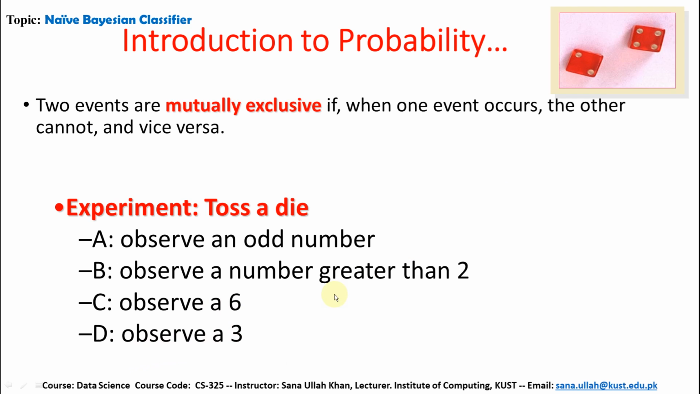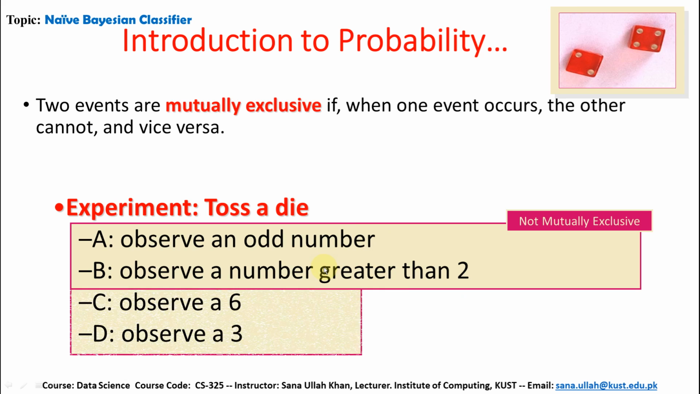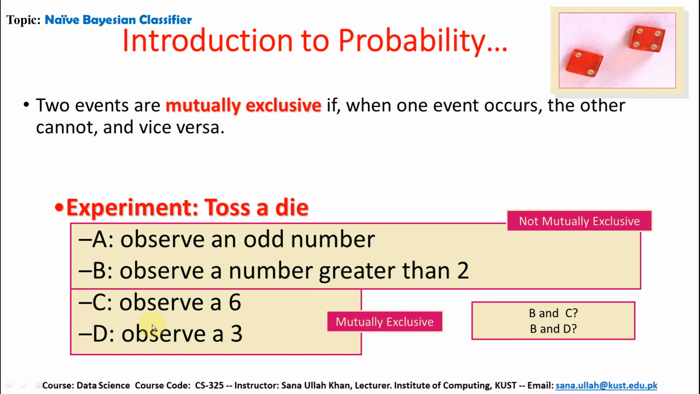Now we want to check which ones are mutually exclusive and which are not. These two are not mutually exclusive, because if we observe an odd number 3, the number 3 is also greater than 2. They are connected with each other. While these two are mutually exclusive. Now we want to check the condition of B and C. Is B mutually exclusive with C or not? So please students, try these two, B and C, and B and D.